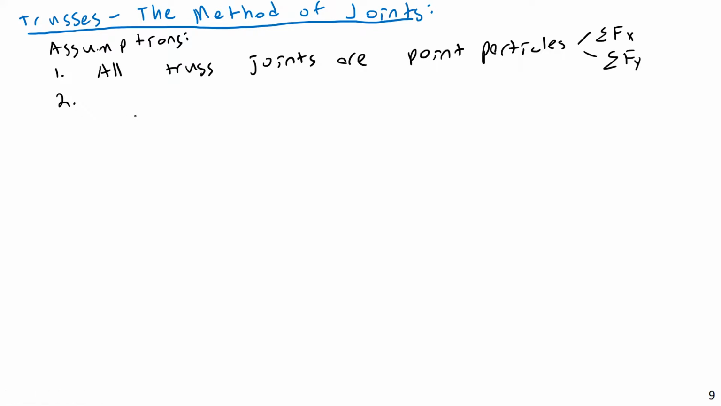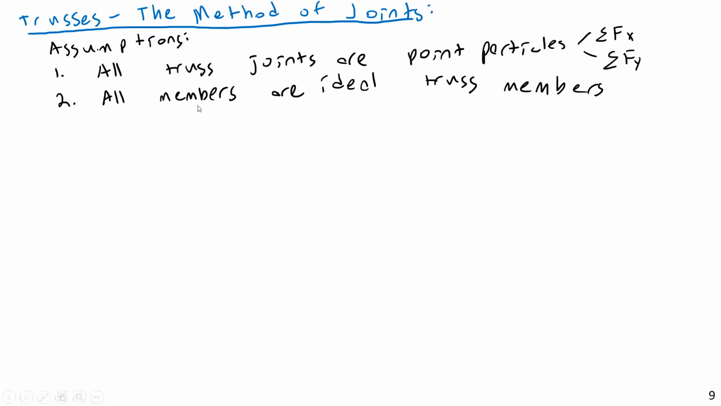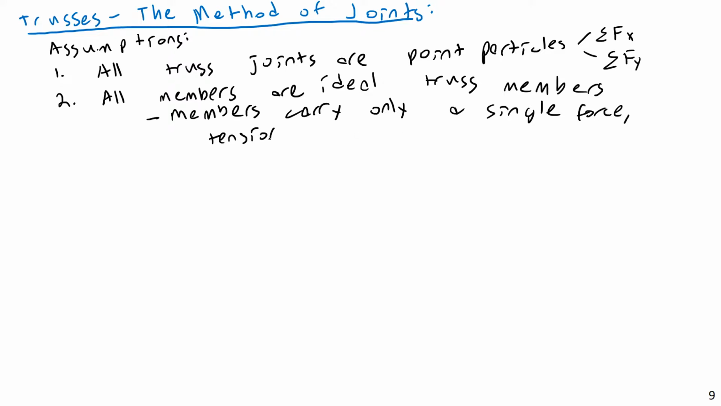Two, we are going to assume that every member in the truss is an ideal truss member. So all truss members are ideal truss members. And as we've seen, when we have straight members connected by pin joints, with only loads applied at the joints, what that produces is a condition where members carry only a single axial force, either tension or compression. And this is what we're going to be applying when we use the method of joints.